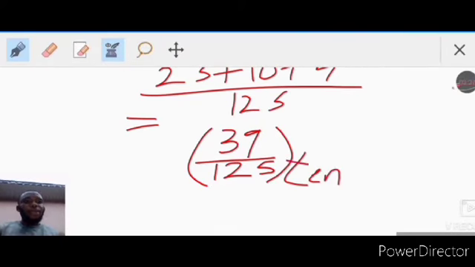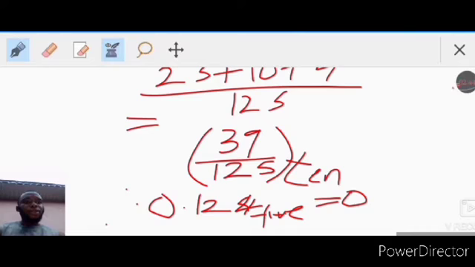Base 10. So we will now have finally 0.124 base 5 will give us 0.312 base 10.